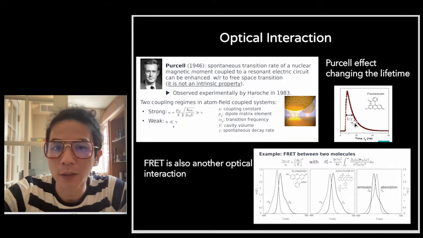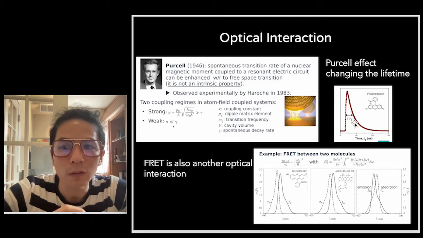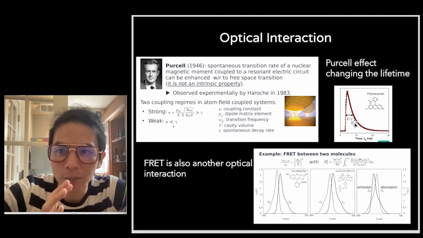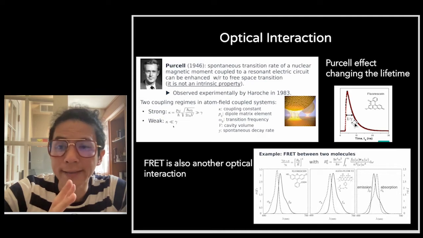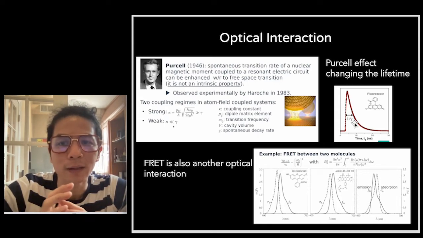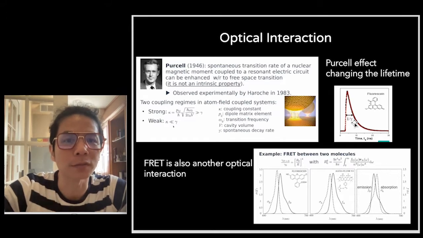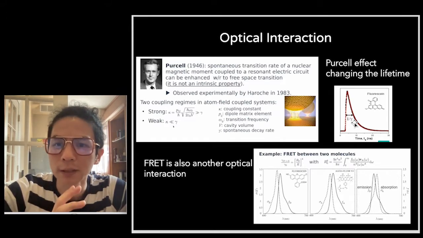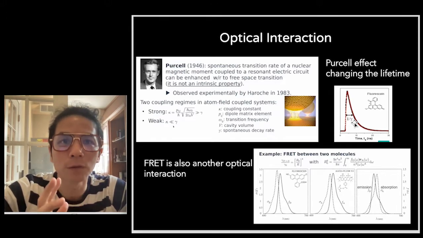Another important optical interaction is FRET. Basically this is the energy transfer system between two molecules. This can be used for biomolecular sensing, and it has a lot of important applications. But my point here is, in the nanofield, the optical interaction is giving you a pretty special consequence that can be used for good materials.